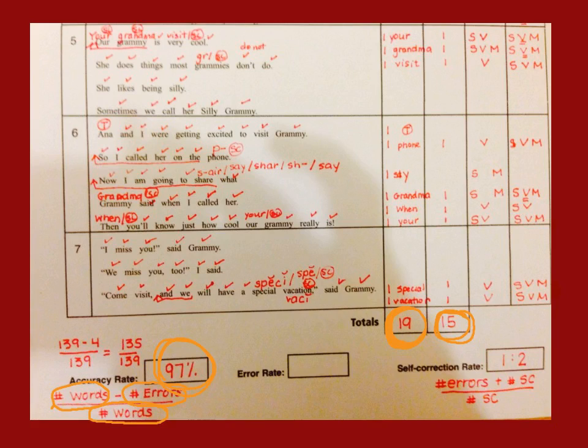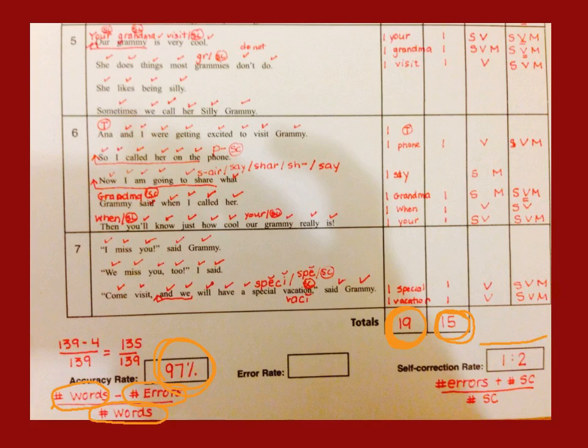She wasn't very fluent because of these mistakes, but again, that guides you on what you're going to be working on with her. 97% is above 95%, so she's independent in this book. She can read this book on her own. This is not the book that you would instruct her in.